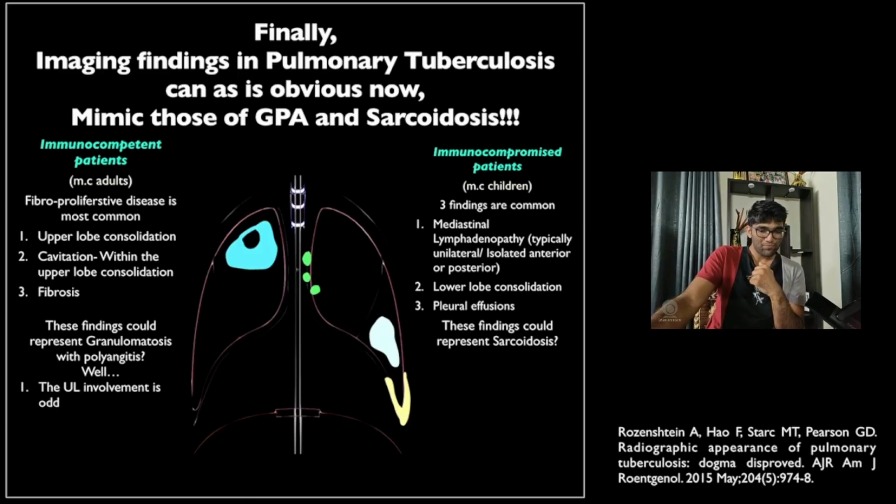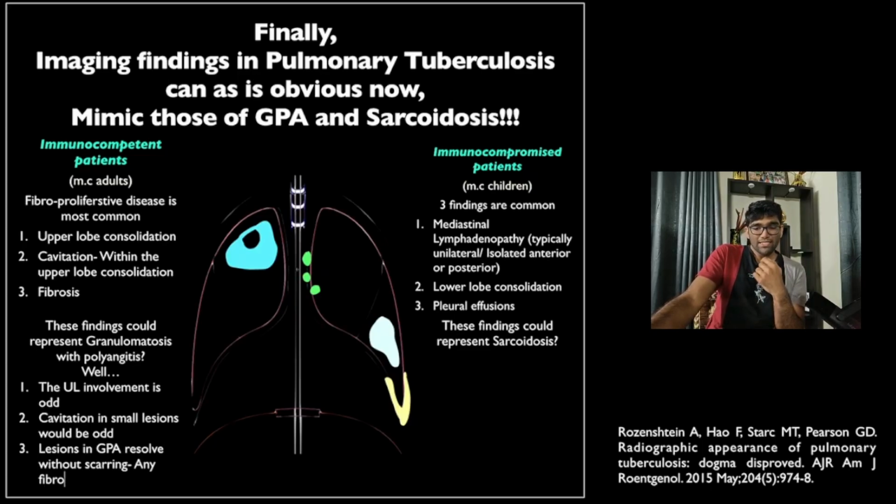Why is it upper lobe? Second, cavitations developing in small lesions in GPA are unusual. As I've discussed in the previous video, 25% of lesions larger than 2 centimeters undergo cavitation. So the larger the lesion, the more likely it is to cavitate. Lesions in GPA resolve without scarring. So again, the presence of fibrosis here is very odd for GPA.